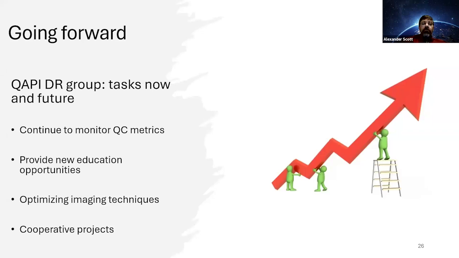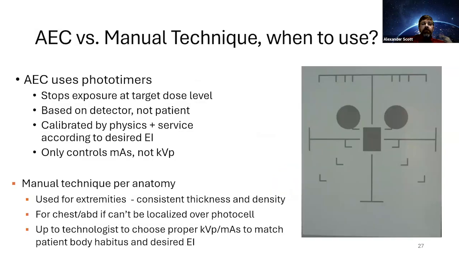So our group has tasks now and for the future. Besides our current work of monitoring QC metrics, we have a research paper that's under review at the moment. We produce education materials for technologists here and for example, today. And we're looking at ways to continue to optimize our imaging so that we always get better images at lower doses, if you can. So here are a few projects in the time I have left that we were able to do some good work for.